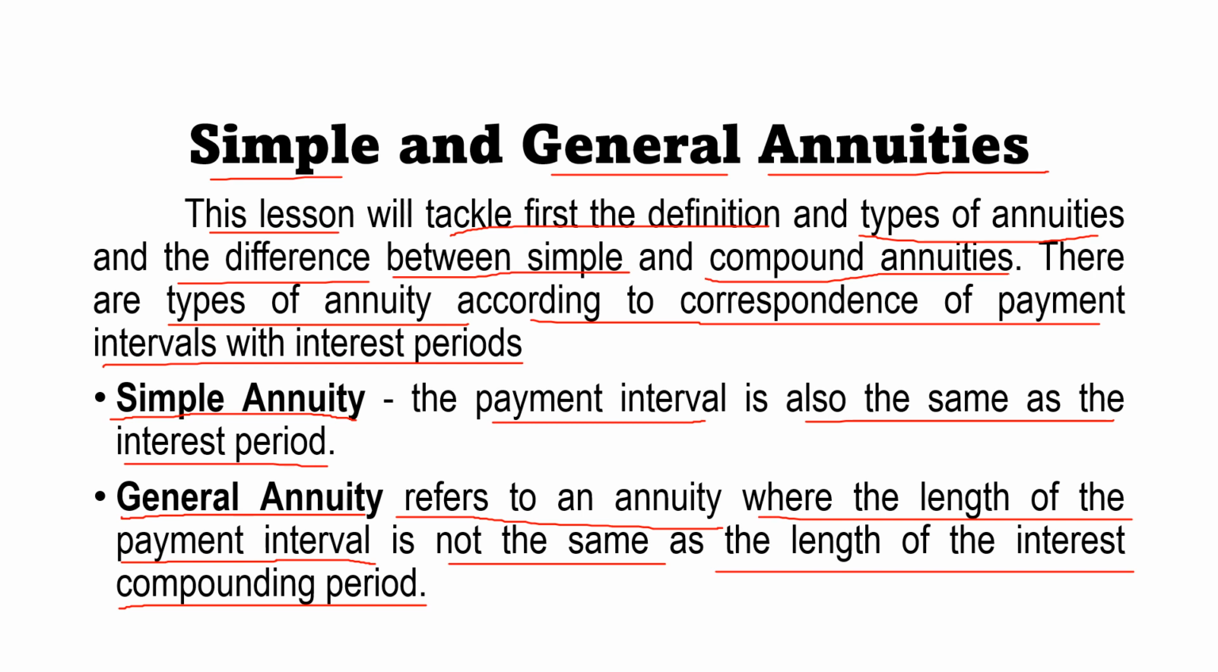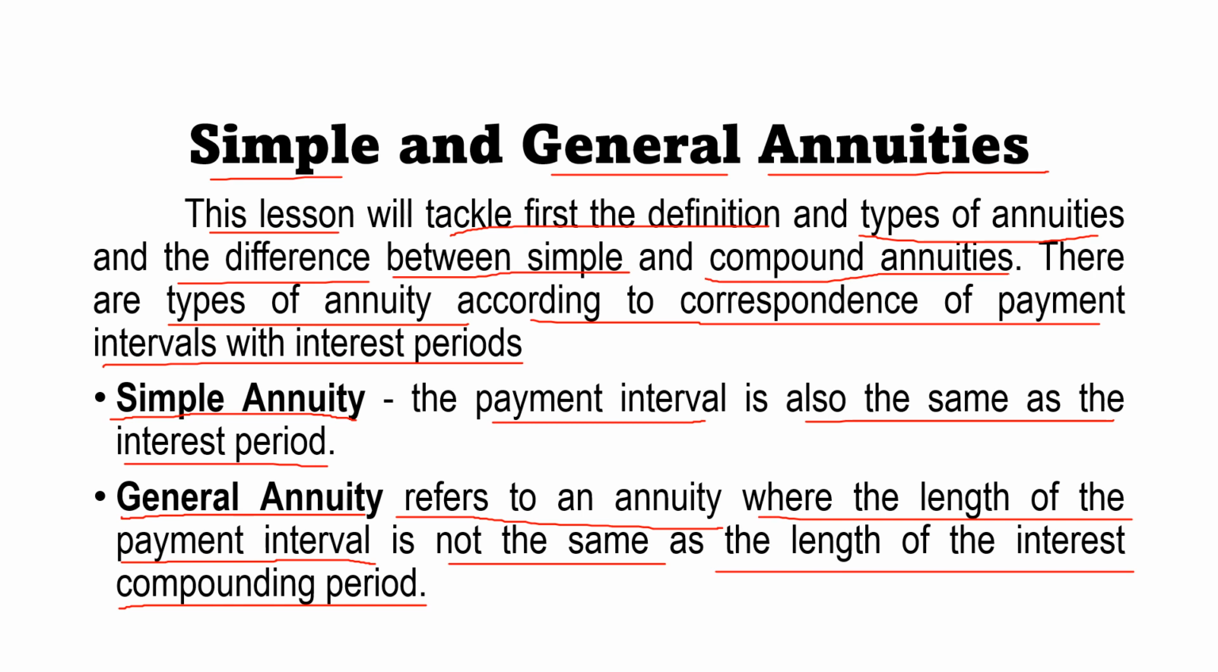So the difference between your simple and your general annuity is that when you're dealing with your simple annuity, your payment interval is the same as your interest period, while in your general annuity, the length of the payment interval is not the same as the length of the interest compounding period.